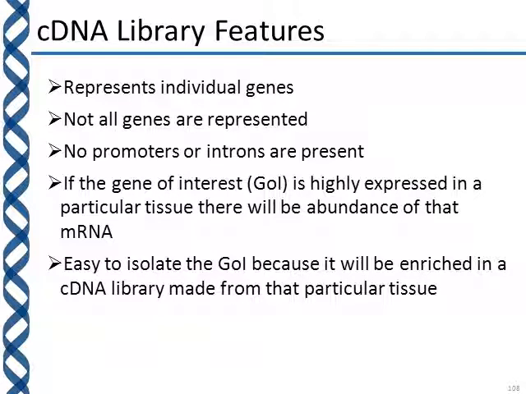In contrast, the features of a cDNA library are that it represents individual genes. Not all genes are represented. There are no promoters or introns present. If the gene of interest is highly expressed in that particular tissue, then there will be an abundance of that messenger RNA. It is easy to isolate the gene of interest because it will be enriched in the cDNA library made from that particular tissue.